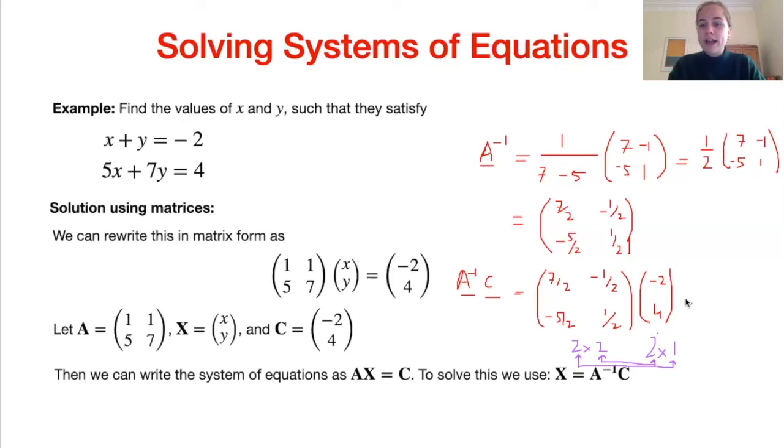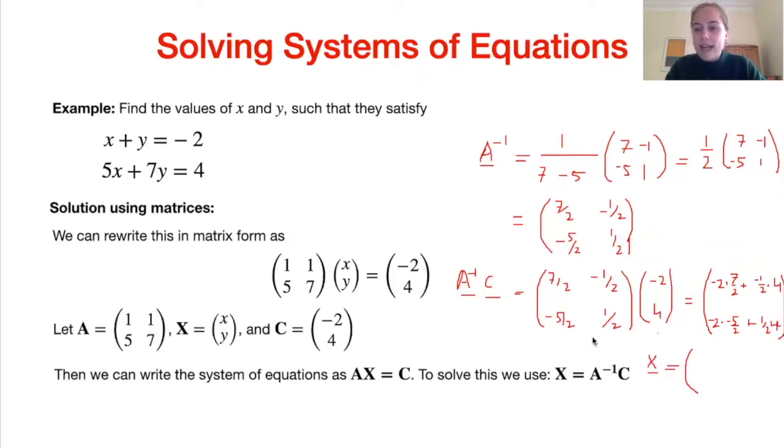So if we work that out using our matrix multiplication, then our first entry is going to be minus 2 times 7 over 2 plus minus 1 over 2 times 4. Our second row, well, we're multiplying the second row of A by our column C. So we get minus 5 over 2 times 2, so minus 2 times minus 5 over 2. And we're adding it to 1 over 2 times 4.